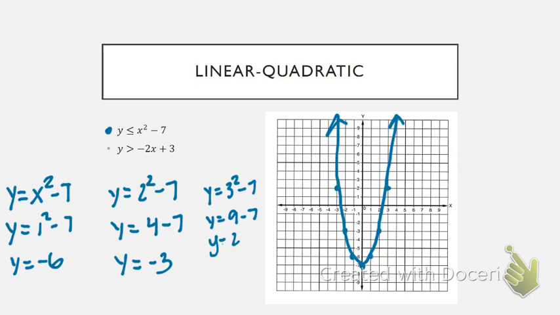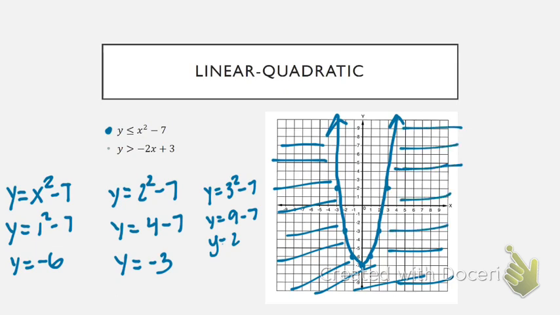Because inside the graph I have the y values of negative 6, negative 5, negative 4, negative 3, negative 2, and then positive 7, 8, 9. But these negatives at the bottom are actually smaller. So we're going to shade outside the parabola. Okay? So we have all that stuff in blue.